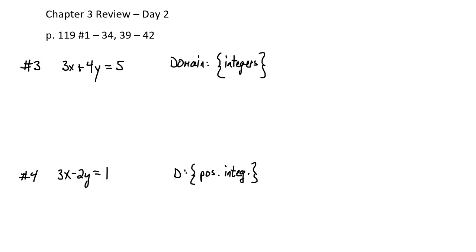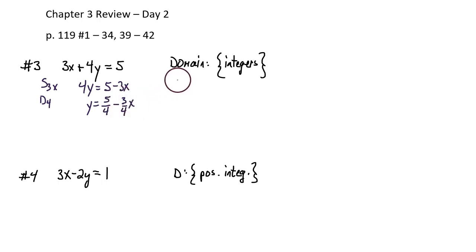So starting with number 3, we're asked to find 3 roots to this equation, and we must find those roots from the domain of the integers. So we can't have any fractions or decimals when we do this. Let's solve this equation for y because that'll help us find answers. First, subtract 3x. We get 4y equals 5 minus 3x. Then divide by 4. We get y equals 5/4 minus 3/4x.